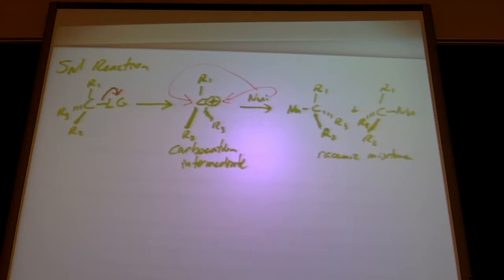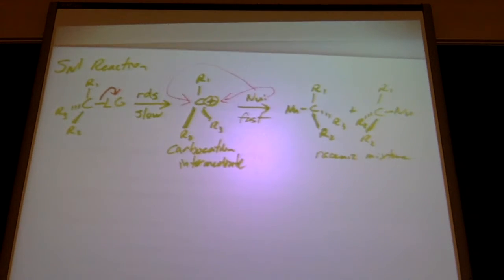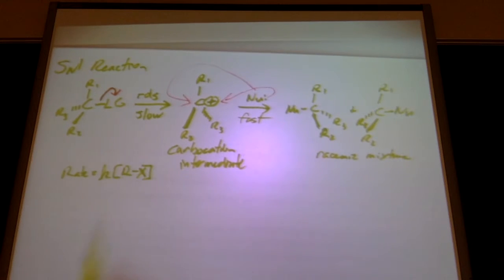Second one. Because I have the positive charge here that very quickly. So the leaving group leaving is going to be a very slow reaction step. And since this is a slow reaction step, we say this is the rate determining step. Therefore, the rate is only dependent upon the substrate. So that's why it's unimolecular.